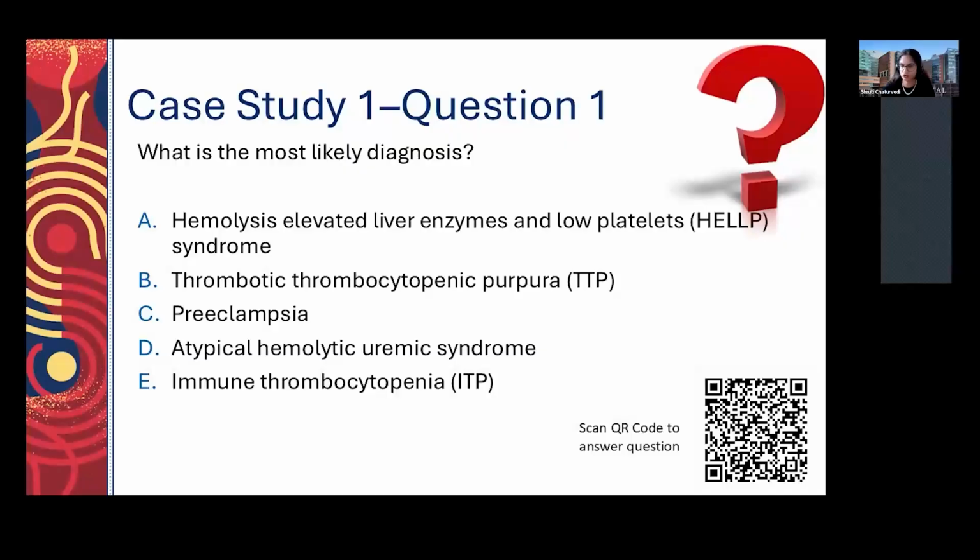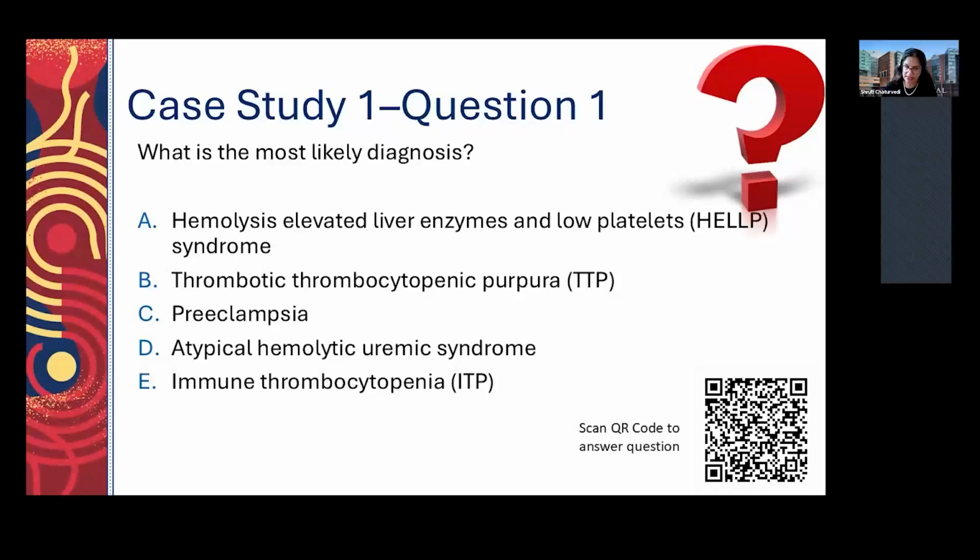I'm going to briefly go through some of these, although since we are talking about TTP, that is the most likely answer, but that's not the only reason. She's rather early in her pregnancy to have the HELLP syndrome, which tends to occur usually in the third trimester or at least after 30 weeks.